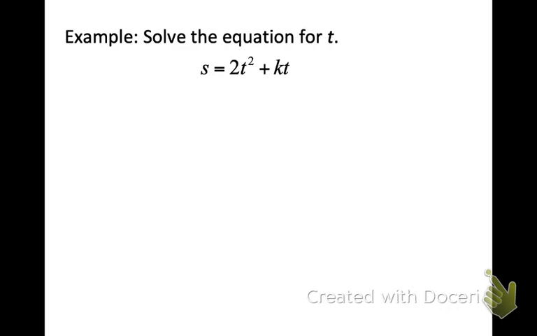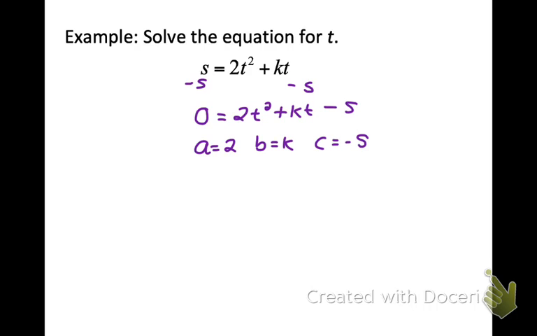How do we solve quadratic equations? We can try factoring. We could try using the quadratic formula. We could complete the square. What do you think? What would you do? The quadratic formula, which means I should move the s over by subtracting it. So now I have 0 equals 2t squared plus kt minus s, where my a is 2, my b is k, my c is negative s.